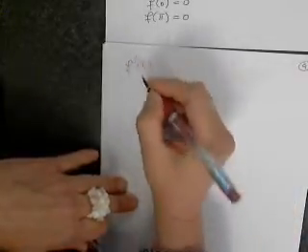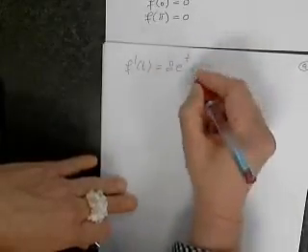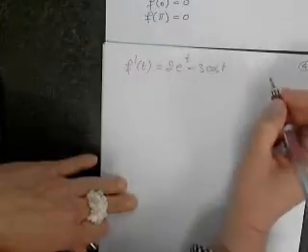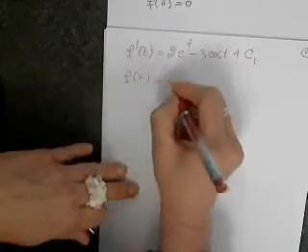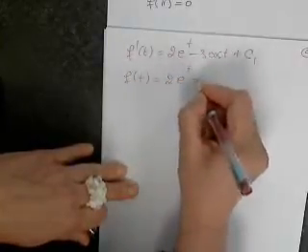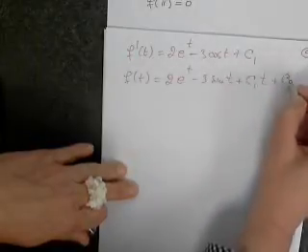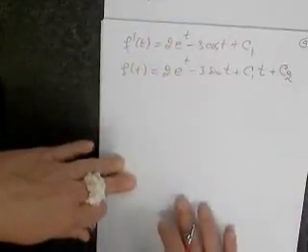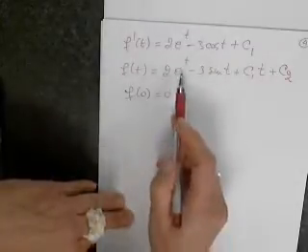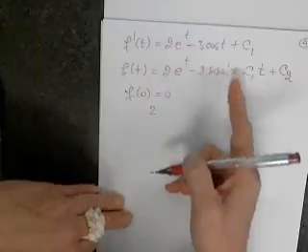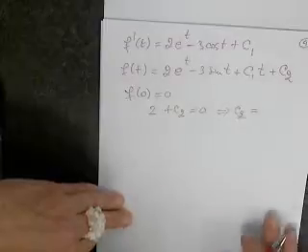So we first find f prime, correct? Okay. So I have 2e to t minus 3 cosine t plus c1. f of t is 2e to t minus 3 sine t plus c1t plus c2. I was thinking c was x for some reason. So I have f of 0 is 0. 0 in here, 2. 0 in here, 0 in here, plus c2 equals 0. How much is c2? Negative 2.